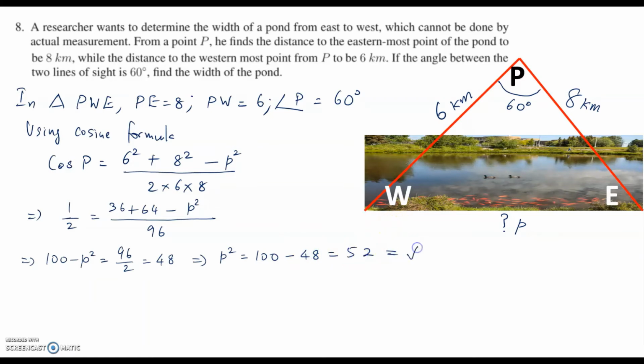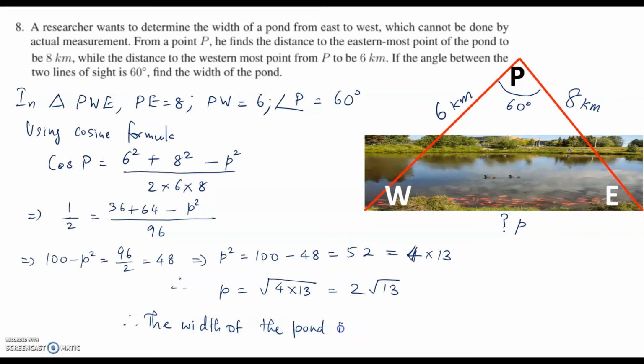And that is equal to 4 times 13. Therefore, our P is equal to root of 4 into 13, which is equal to 2 root 13. Therefore, the width of the pond is 2 root 13 kilometers.